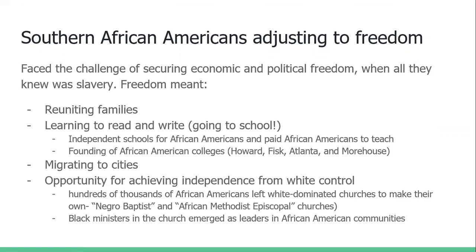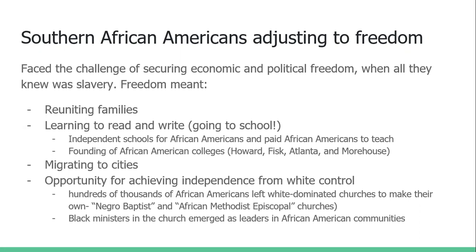African Americans are adjusting to freedom, and we're going to see families trying to be reunited. We're going to start seeing an increase in education for African Americans. We're going to see the first African American colleges, such as Howard, Fisk, Atlanta, and Morehouse. We're going to see a lot of migration, thousands of people moving from the South to northern cities and out west. We're going to see the forming of the first African American churches, and the ministers of these churches are going to become community leaders for these African American communities in different towns and cities.